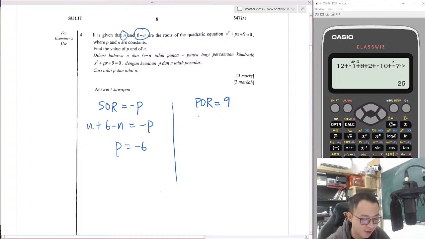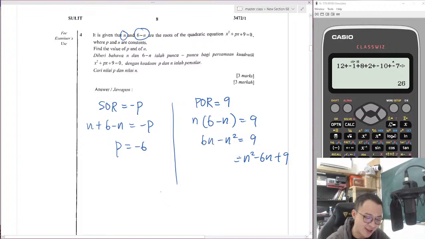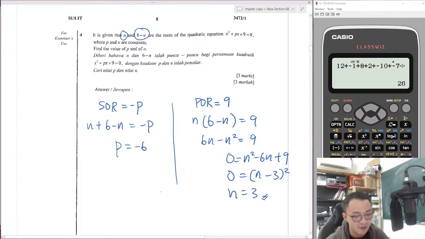Then the product of roots tells me n multiplied by 6 minus n, this is the meaning of product, isn't it? Equals 9. Then I will have 6n minus n squared equals 9. Then I should have n squared minus 6n plus 9 equals 0. And then I factorize it. It should be n minus 3 squared. Then n equals 3. Just like that, I can easily get my p and n there.